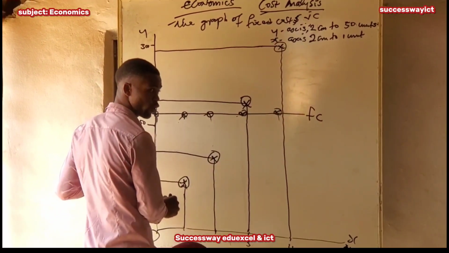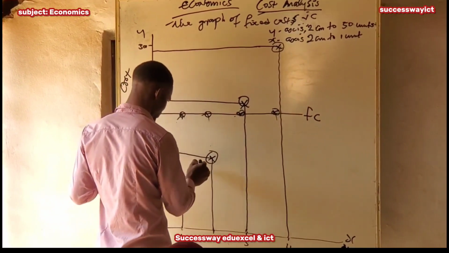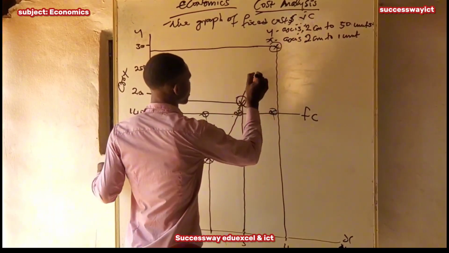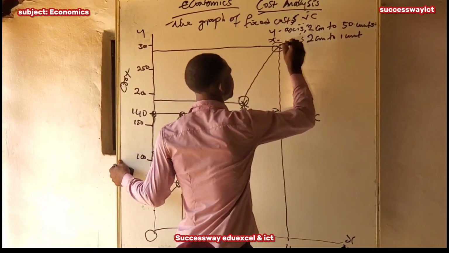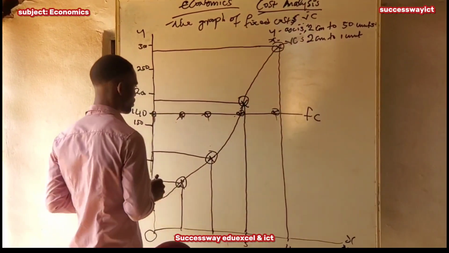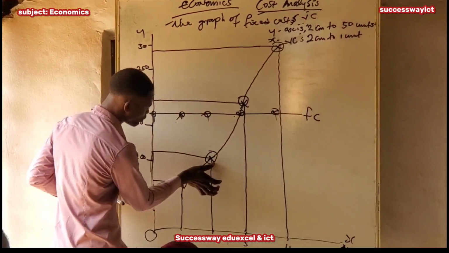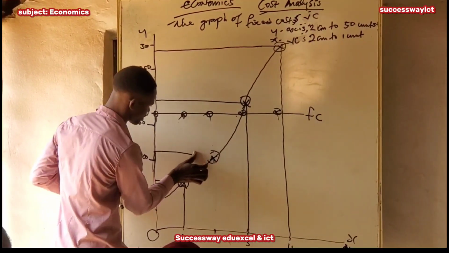It's not a line, it is called a curve. This curve is what? Variable cost. So this line I told you before, we don't expect to have it.